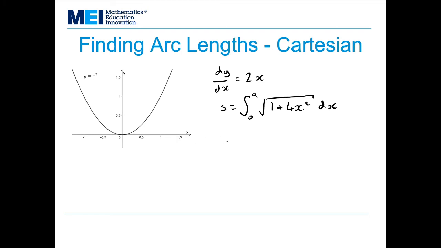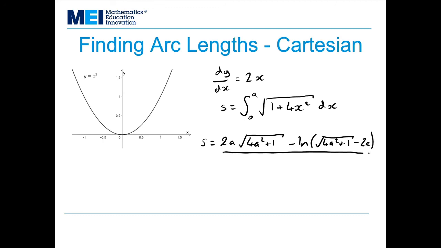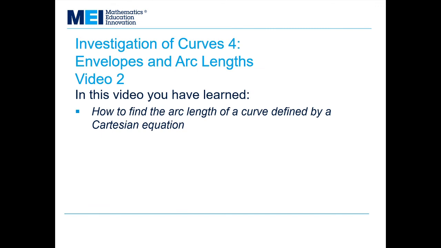s equals 2a root 4a squared plus 1 minus natural logarithm of root 4a squared plus 1 minus 2a, and that was all over 4. So that's giving me the arc length in terms of a. In this video, you've learned how to find the arc length of a curve defined by a Cartesian equation.